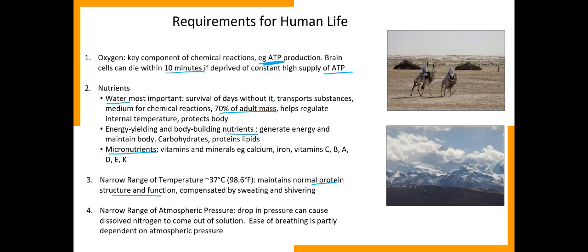We can also only exist within a narrow range of atmospheric pressure. If the atmospheric pressure drops, for example, in the mountains, then we have problems getting enough oxygen in, and that might impair our ATP production, the amount of energy that we can create, as well as life in general.